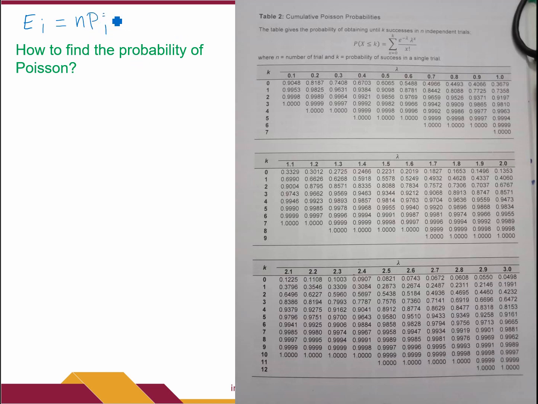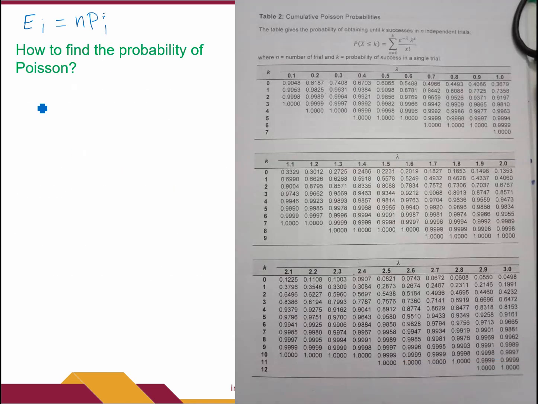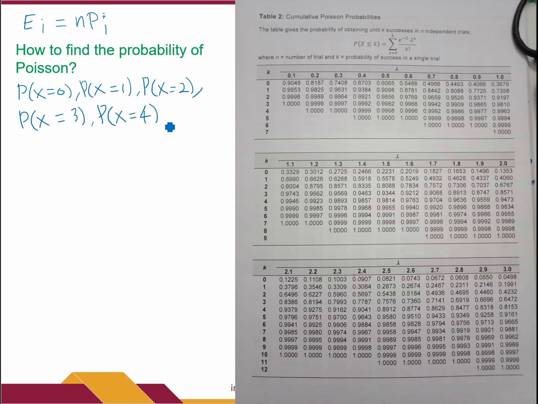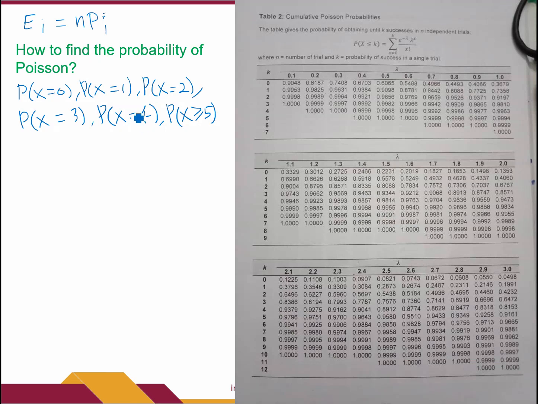Okay, so the probability that we should know is, if we look at the data, we have 0 until more to 5. So that means we want to find the probability of Px equal to 0, Px is equal to 1, Px is equal to 2, until more than 5, Px more and equal to 5. So this is the Poisson probability that we want to find.